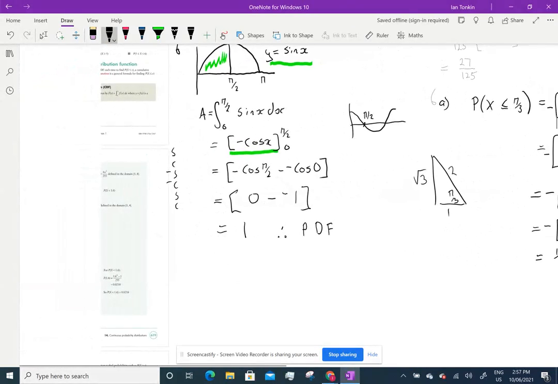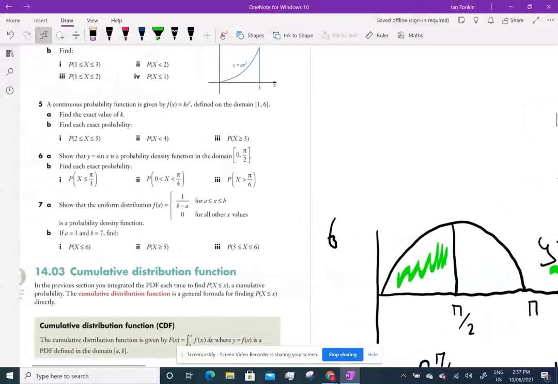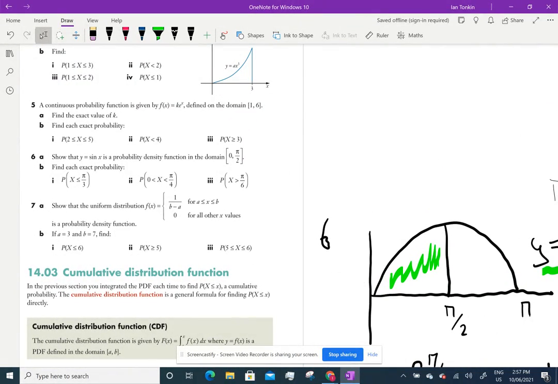So you can make sure you do all these. The only other one that you'll probably have a problem with is 7. So, no, you have a go at it. And if you're still having trouble, I'll quickly go over it in class. Good luck.